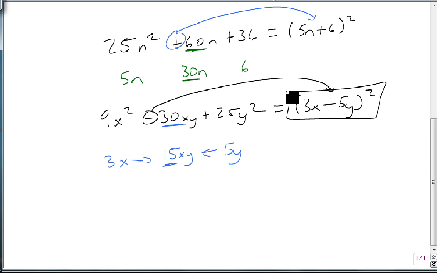So look at the outsides, see if they're perfect squares. Multiply them together, see if what you started with is twice their product, and if it is, it's a perfect square trinomial with the square roots of the outsides and the sign of the middle between them.